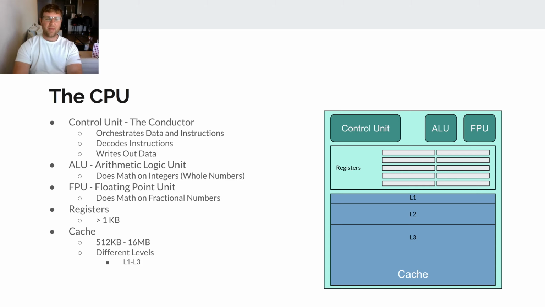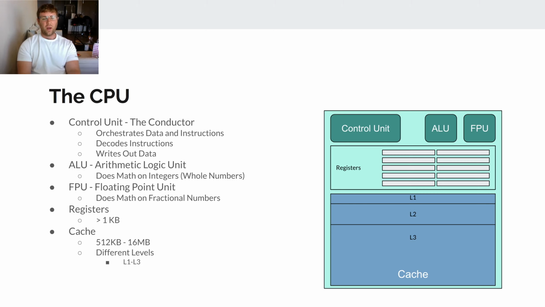The next piece is the ALU, which is the arithmetic logic unit. This is where all the math happens on integers or whole numbers. Originally, computers only had an ALU. They didn't have any hardware-specific piece for doing floating point math. That was fine for a lot of the time, although as computers started having graphical user interfaces, they wanted to be able to do math on floating point numbers.